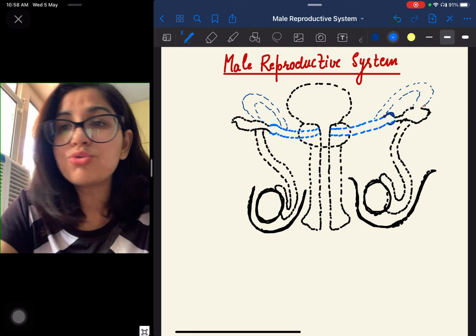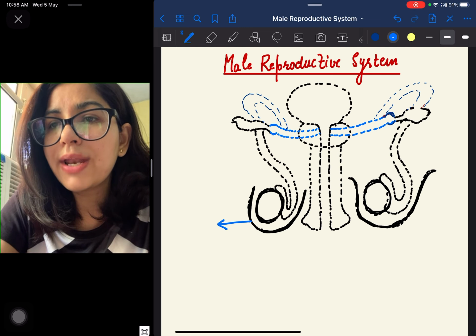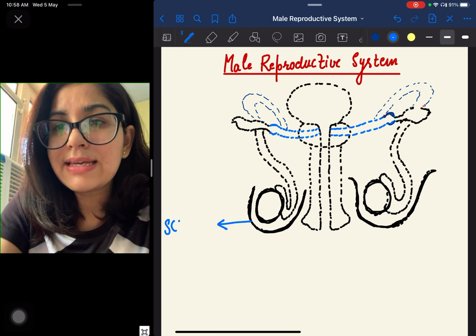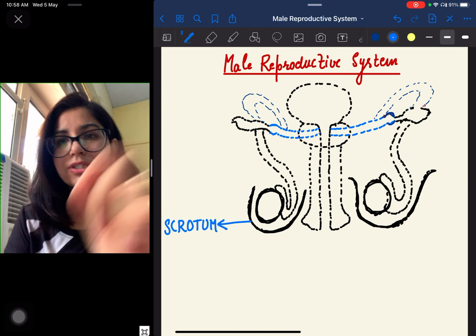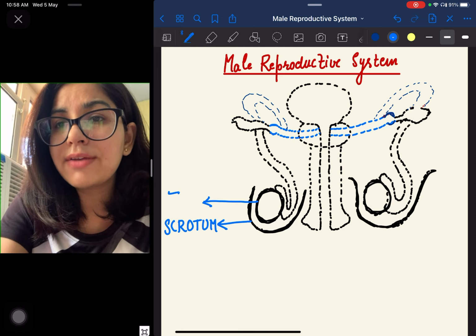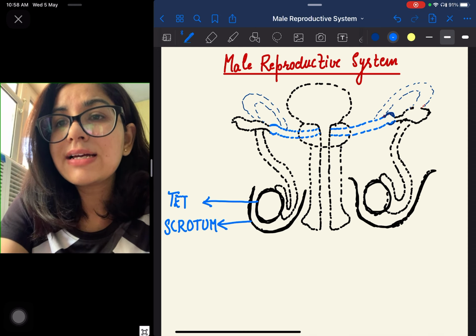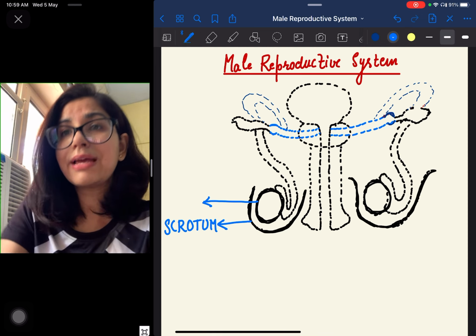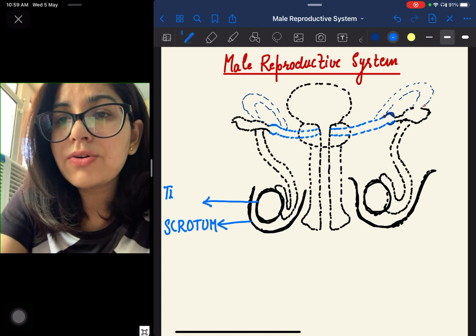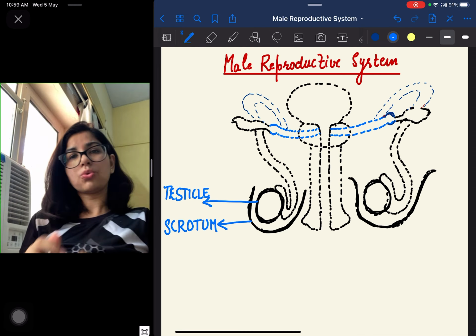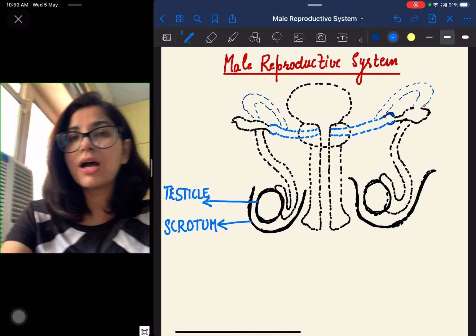So this pouch-like structure, what should I name it? Scrotum. S-C-R-O-T-U-M. Scrotum. And inside the scrotum, there is the primary sex organ, which is the testicle. Now I will name it testicle because I'm labeling for the single one. Okay, बच्चों, अगर दोनों को लेबल कर रहे हो तो testis आएगा.